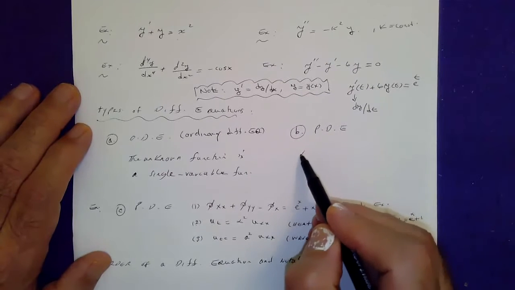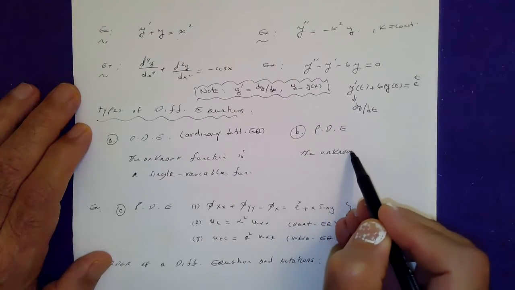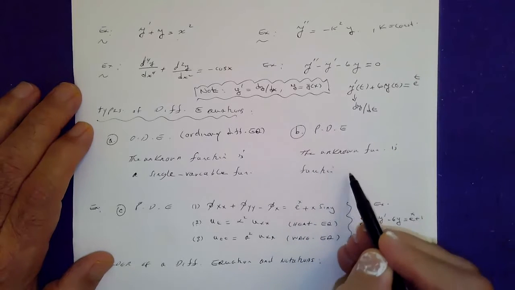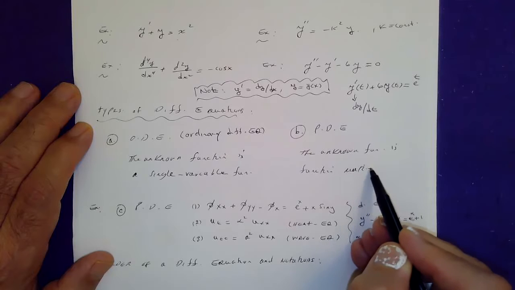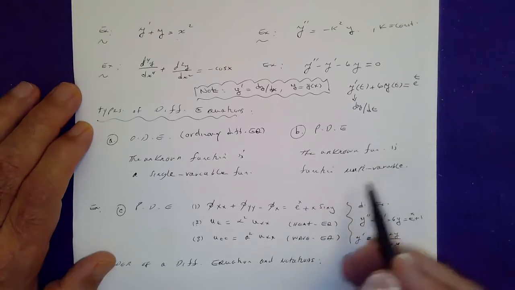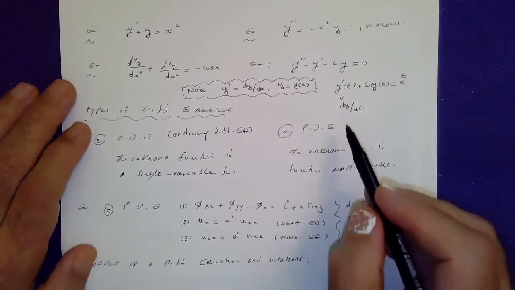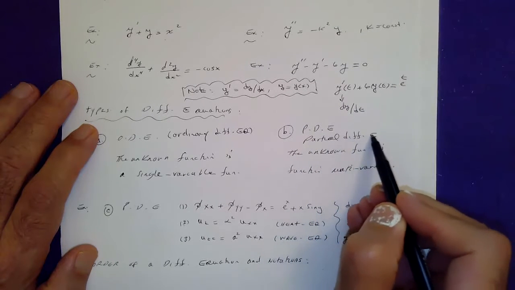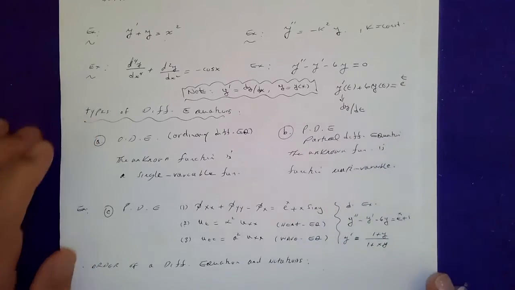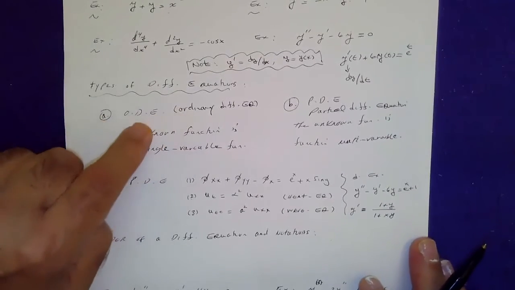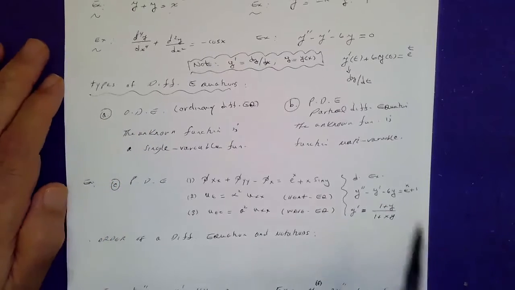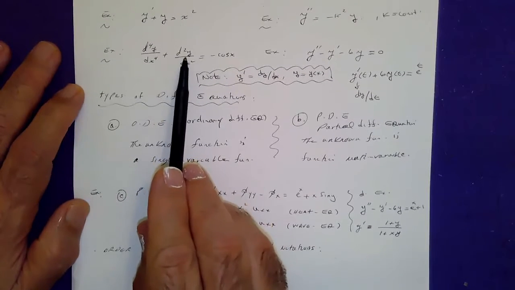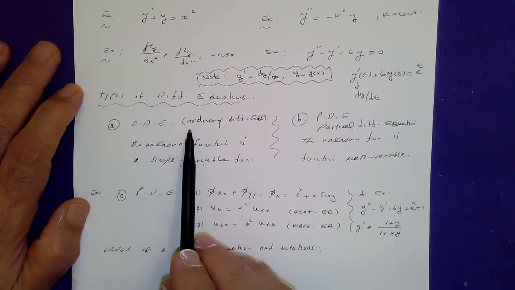However, if the unknown function is a function of multiple variables, then the differential equation is called a partial differential equation, which the acronym for that is PDE. Whereas for ordinary differential equation, it's ODE. So the difference between these two types of differential equation is the unknown function used in the equation. If it's a single variable, it's ODE.